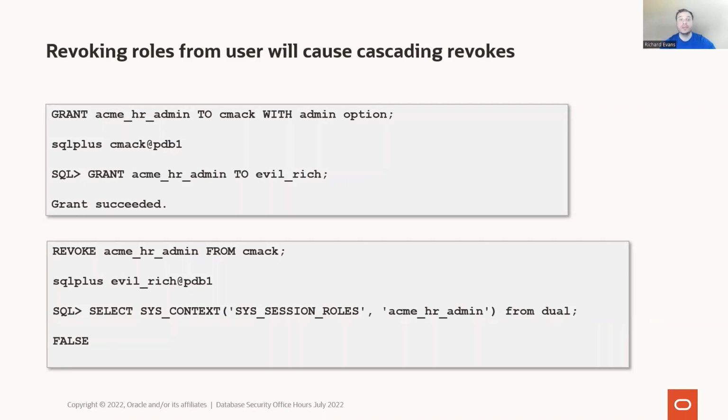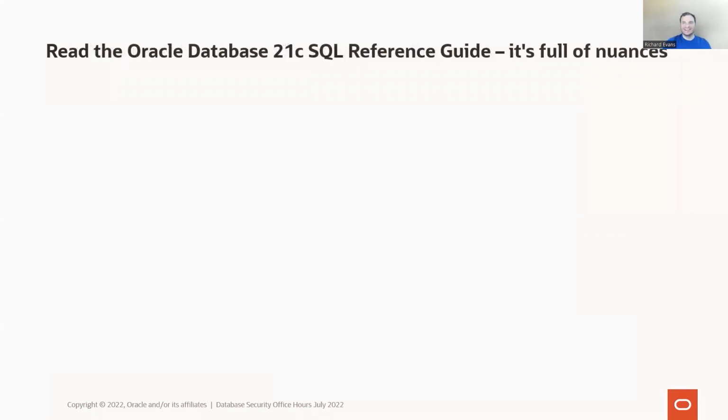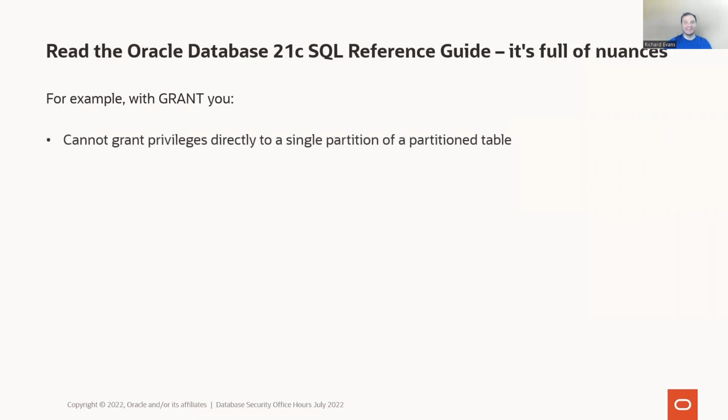False, right? We could have cascading revokes there. If that privilege is revoked from that user, then we can have that essentially child user, that child grant be revoked as well, okay? So be very careful here when it comes to granting and revoking users or roles with the admin option. Again, I spent a lot of time on this 21C documentation. There's lots of nuances in there.